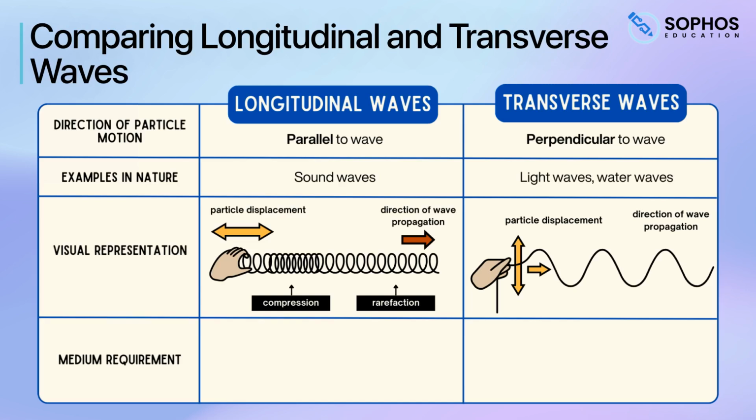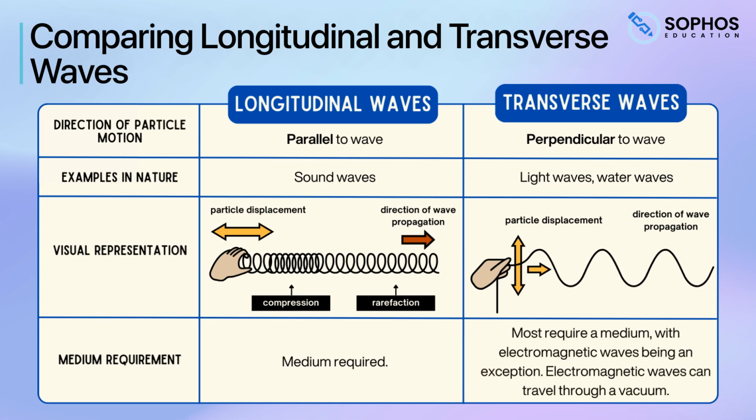In general, both longitudinal and transverse waves require a medium to travel through. The exception is electromagnetic waves, which are transverse. These can travel through a vacuum as well as through any medium.